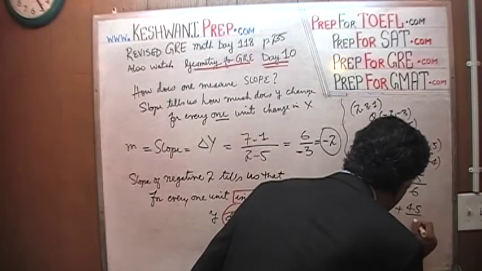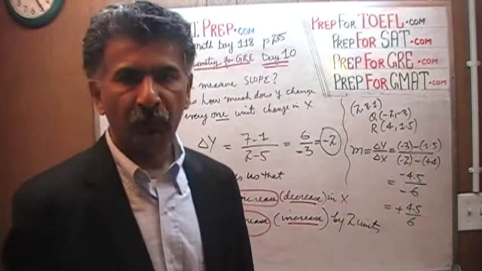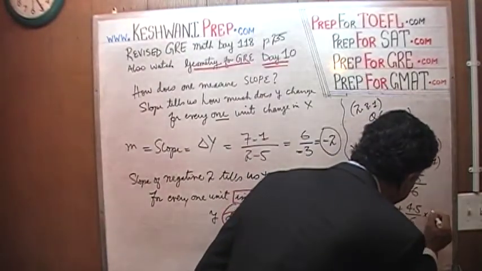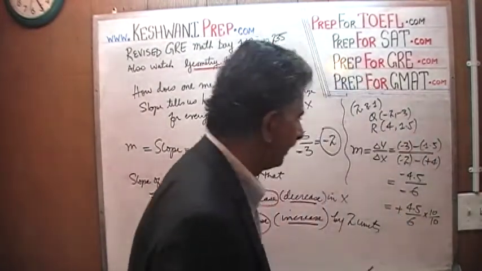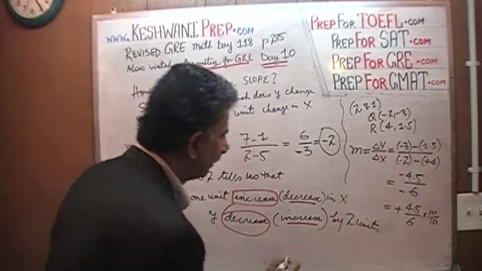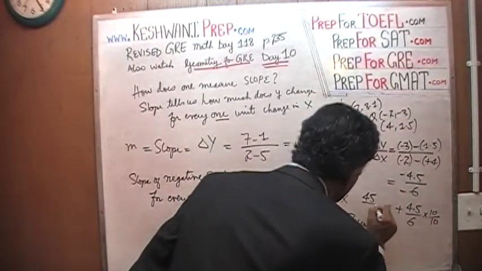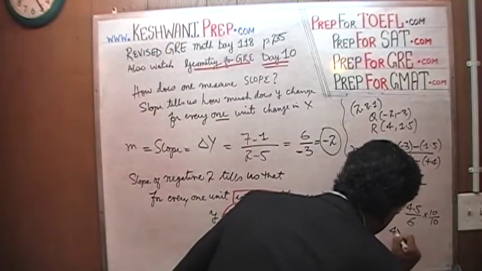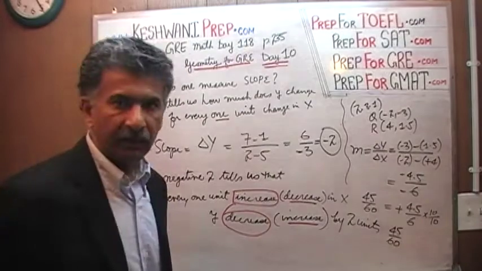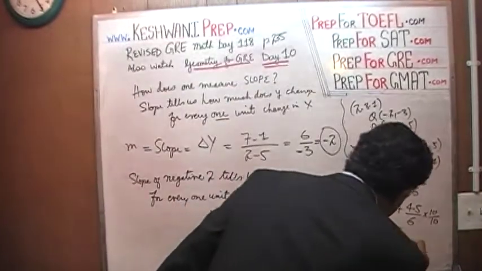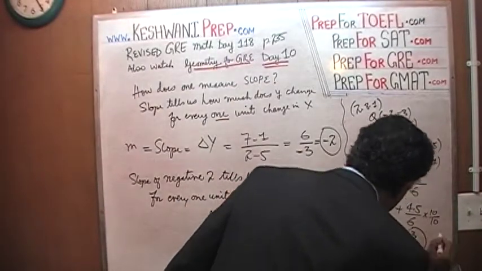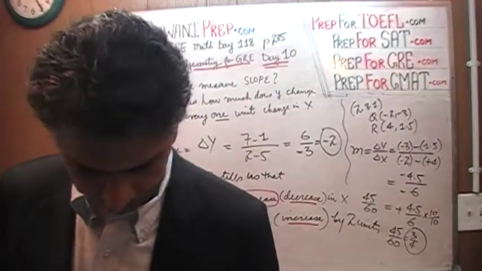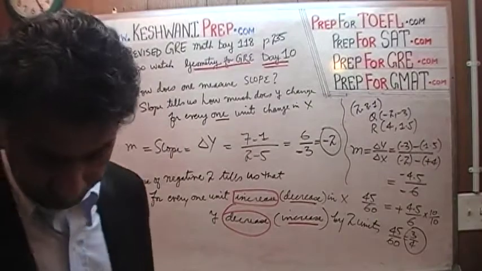+4.5 over 6. And I don't like this 4.5 business, so I'm going to multiply top and bottom by 10. If you multiply top and bottom by 10, it becomes 45 over 60. And of course, if you divide the top and bottom by 15, it turns out to be 3/4. The slope of this line is 3/4. That's all. Very simple, very straightforward.